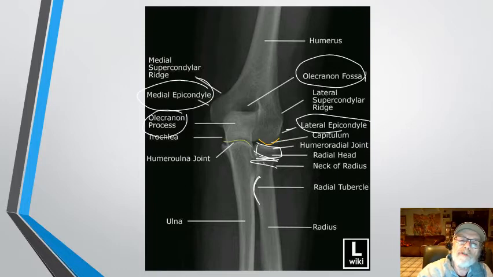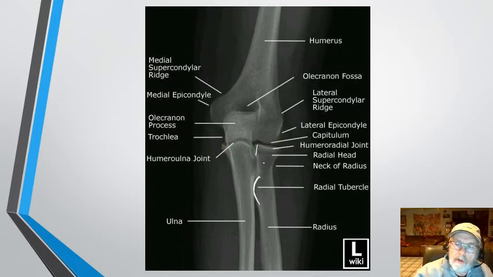Here's that spool-shaped area right there. So here's the trochlea sitting right there. This area right here would be the area of the coronoid process, okay? So let me get rid of my lines. I'll let you zero in on that just a second, okay? So all those things you should be able to identify.